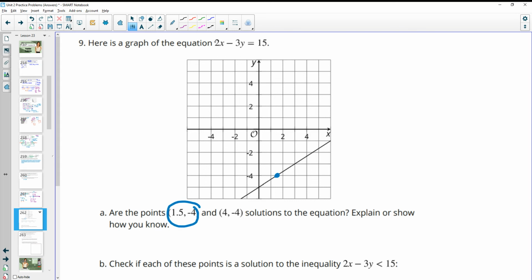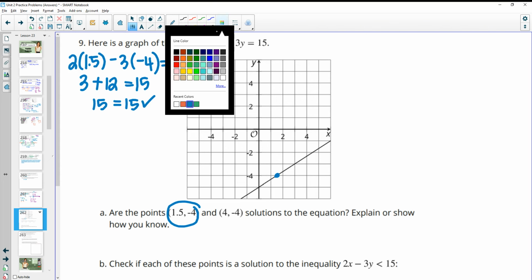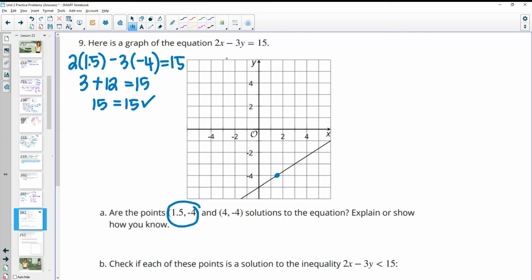I always like to double check by plugging it in. So doing 2 times 1.5 minus 3 times negative 4 and making sure that that equals 15. So 2 times 1.5 is 3. Negative 3 times negative 4 is positive 12. So 3 plus 12 is 15. That equals 15. So that's good. So that one is a solution.